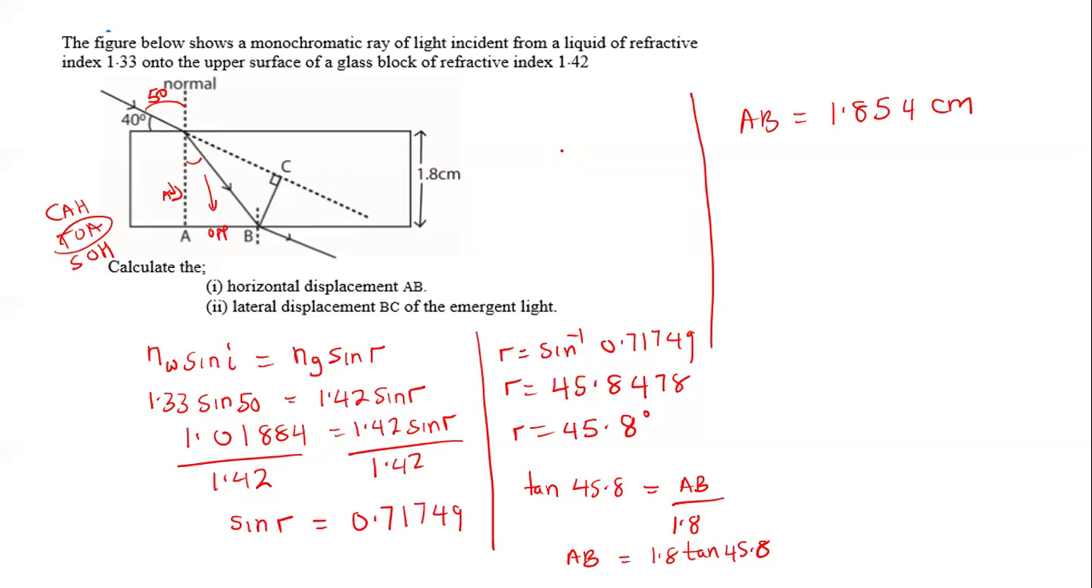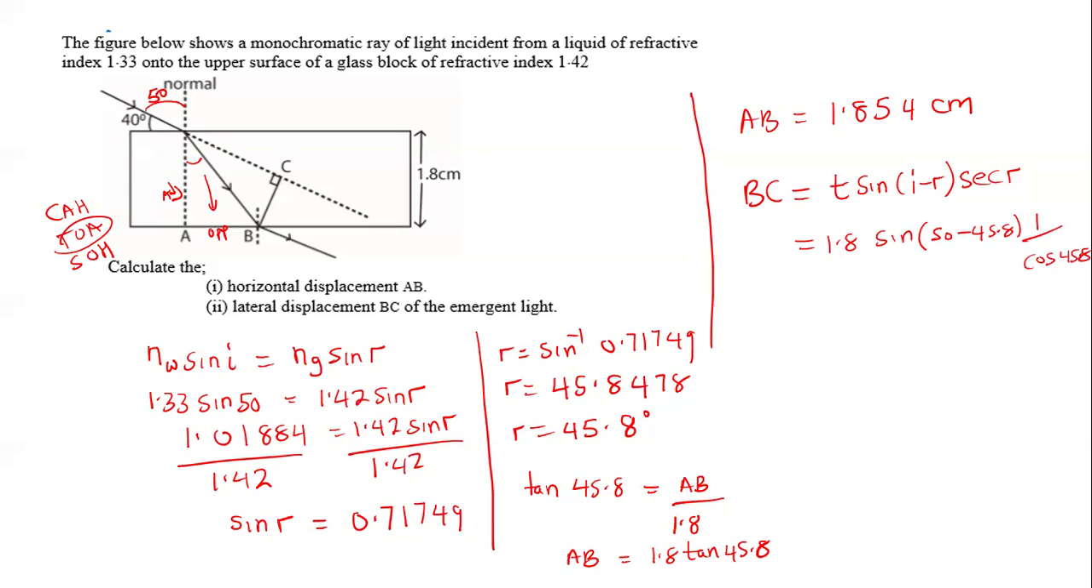Alternatively, you can say that BC will equal my lateral displacement, which is BC. I know I'm going to have sine of i minus r, then I'll have t sec r. So my thickness is 1.8, sine of my angle, which is now i, is 50 minus 45.8. Then here we say 1 over cos of 45.8.